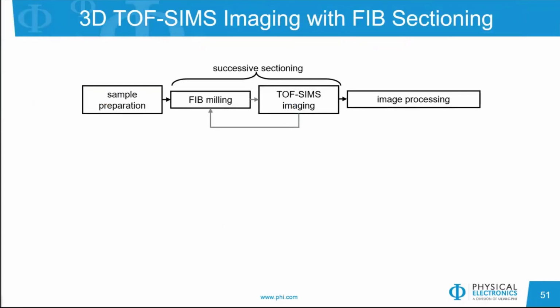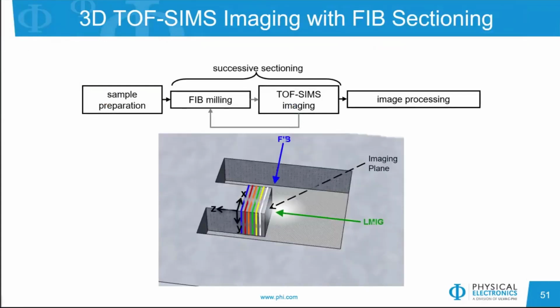So how that's actually accomplished in TOF-SIMS is that the FIB gun is orthogonal to the LMIG here, and so you find the area of interest that you want to look at, and then you begin milling it out, then imaging it, milling it, imaging, milling it, and just repeating this until you go through your desired thickness.